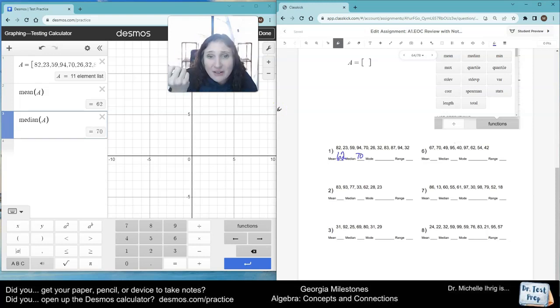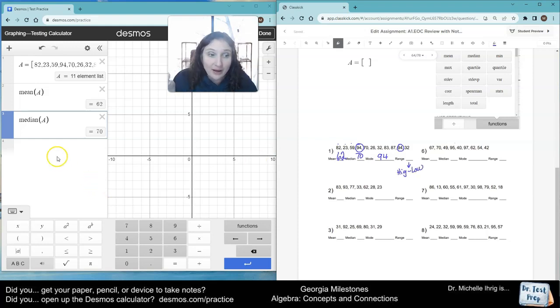Now, do I have to use my brain and see which number happens the most? Yes, I do. So I have 82, there's only one 82, 23, 94 happens 2 times. So my mode will be 94. Then your range, you have to kind of figure out too. Your range is your highest number minus your lowest number.